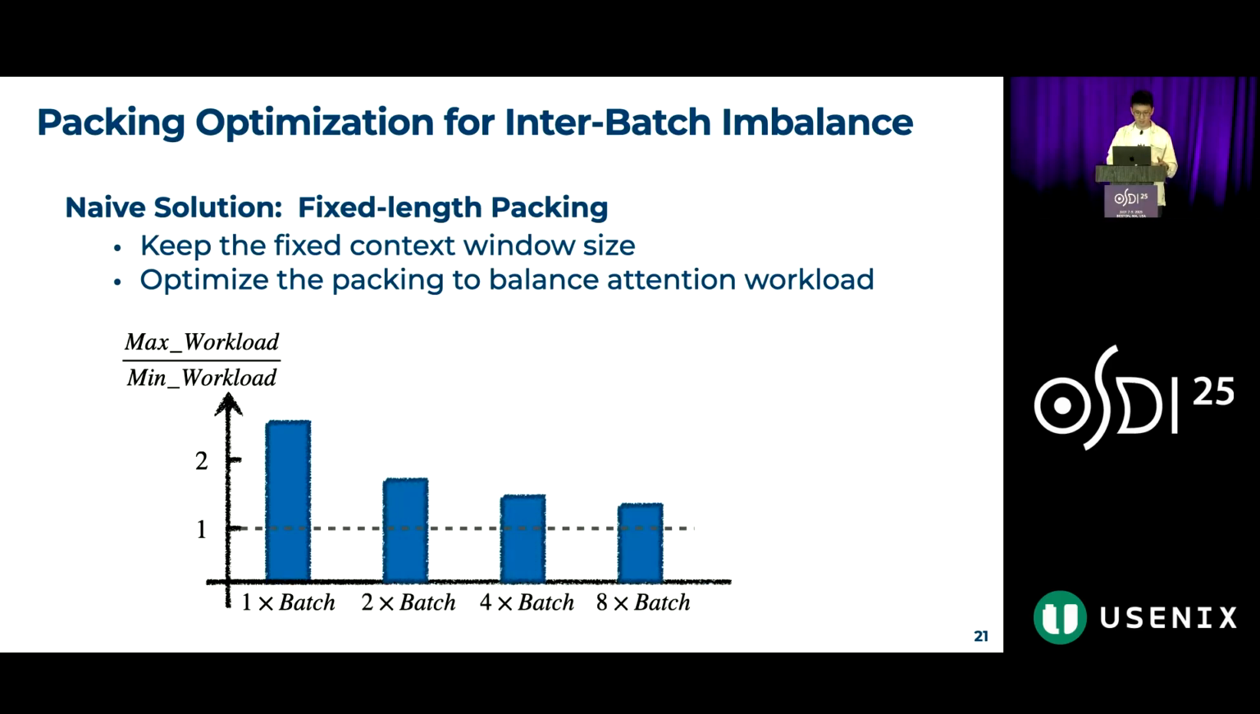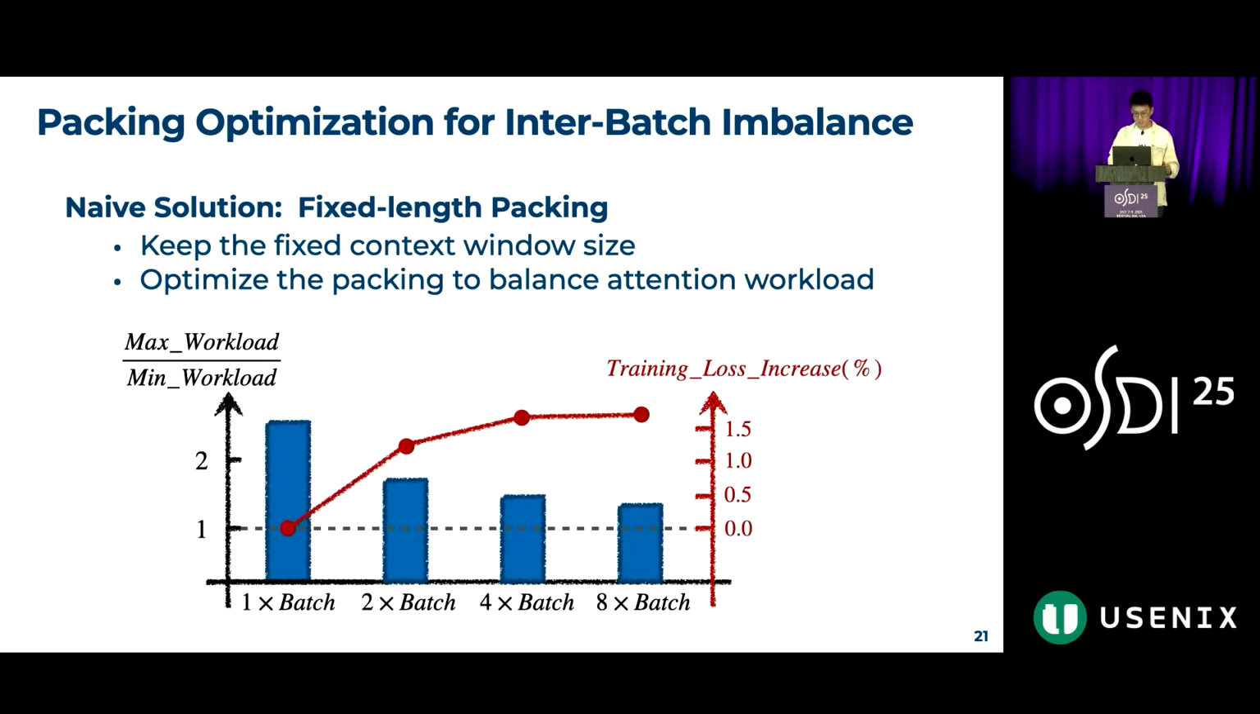But what if we load more batches at a time and optimize the packing across more batches? It could slightly decrease the degree of imbalance, but it also increases the training loss, since the packing reorders the training inputs, and enlarging the packing window across more batches could have a larger impact on the randomness of their sampling.